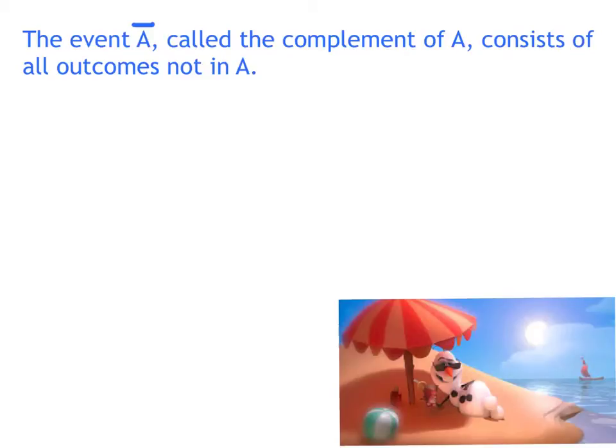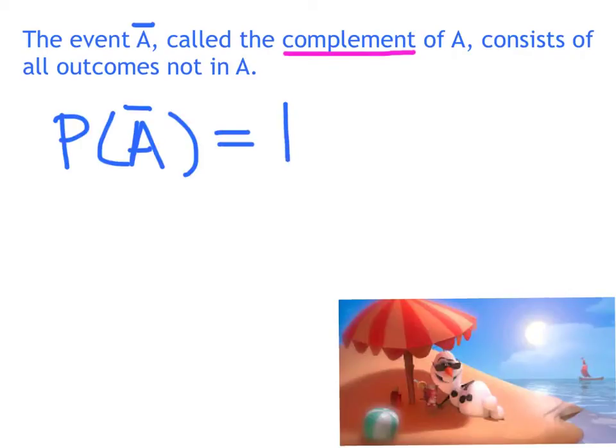All right, here's another vocabulary word for you, the complement. The event A with a bar over the top of it is called the complement of A, and it consists of all outcomes not in A. So remember, complement in geometry, that was the opposite. So the complement of A is just the opposite of A. And the probability of a complement is equal to 1 minus the probability of the original, right? Because if something could happen or not happen, then if you added those two probabilities up, you would get 1. So when you're finding the complement, you're just doing the opposite.